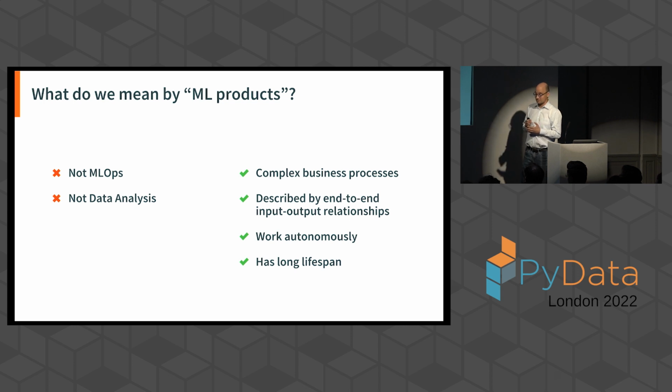ML products are complex business processes that are usually described by input-output relationships end-to-end, and they usually work autonomously. They don't require a particular amount of manual work to facilitate the operation, and they usually have a long lifespan. One of the reasons why dealing with technical debt, refactoring, and investing in quality code is a high-yield activity is because you can yield this back over a long period of time, over the entire life cycle of the ML product.